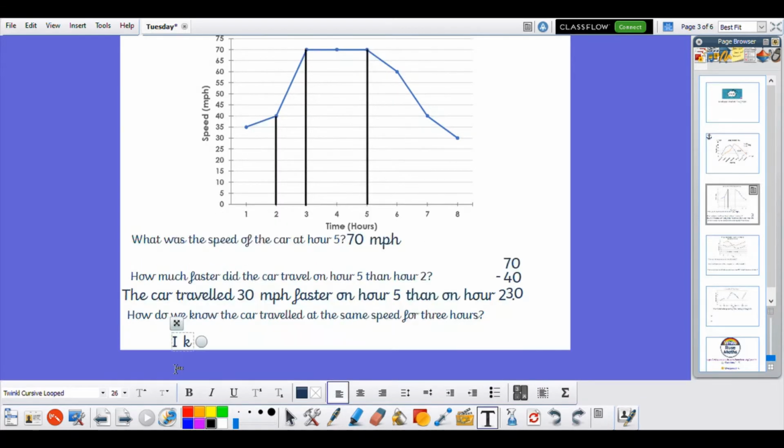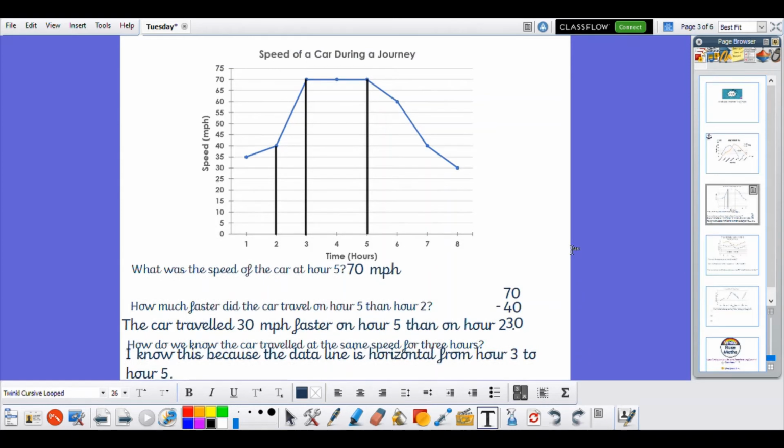So I know this because the data line is, not vertical, horizontal, from hour 3 to hour 5. Okay? So it is as simple as that.